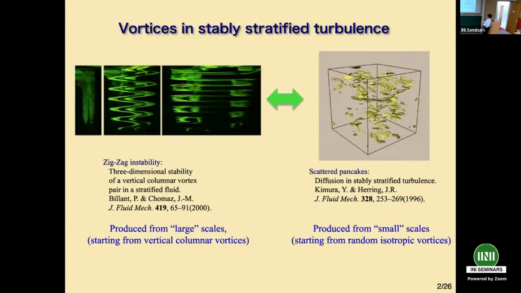Their experiment produces vortices from large scales, which I will explain. Meanwhile, our simulation also gives pancakes, but produced from small scales. So we have different starting points, but presumably we eventually have the same structures in stratified turbulence. We didn't understand whether it is the same thing or not.